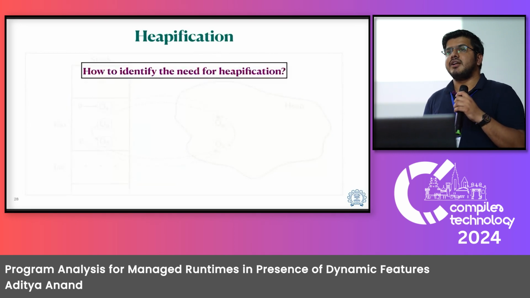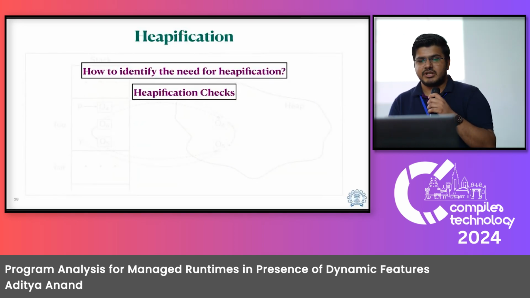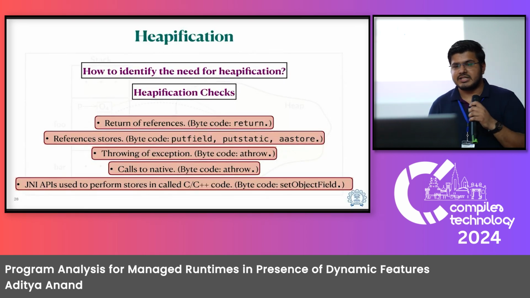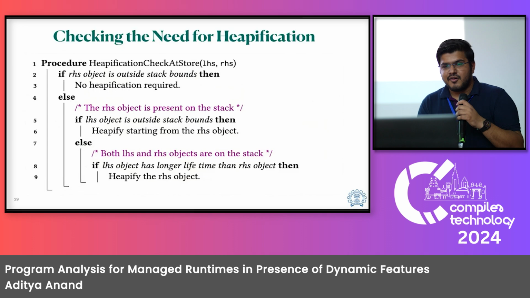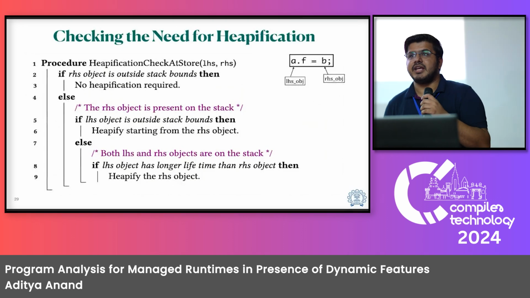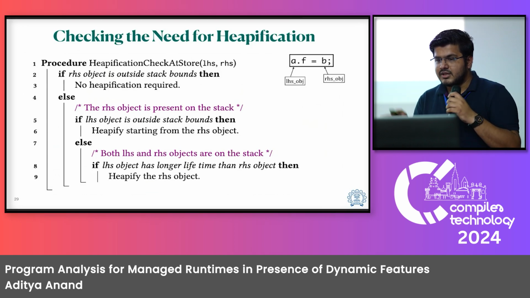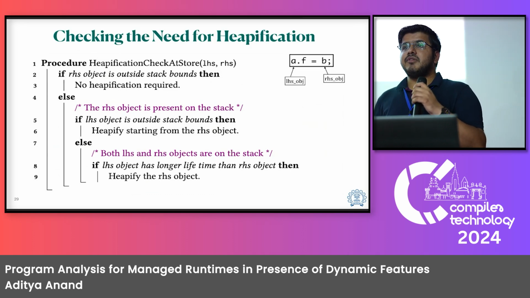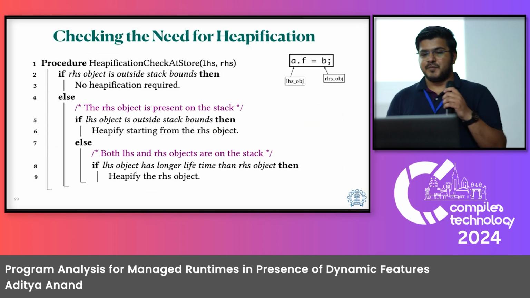One question which comes to mind is how do we identify that we need heapification? For that, we put heapification checks. We do it for all kinds of statements that can change the status of an object, like return statements and store statements. Let's see brief pseudocode for a store statement. Let's say we have a statement a.f equals b, where the RHS object is the object pointed to by the reference variable b, and the LHS object is the object pointed to by the reference variable a. At this point we want to check whether storing the RHS object into the LHS object's field requires a heapification of the RHS object.